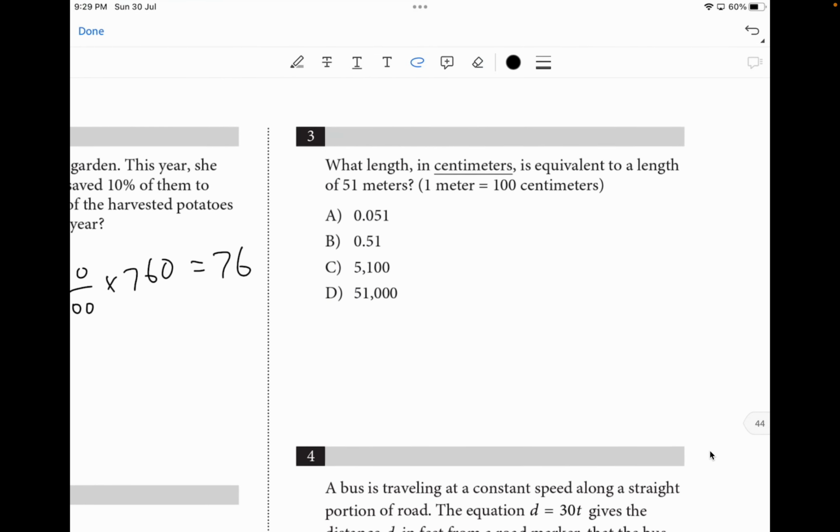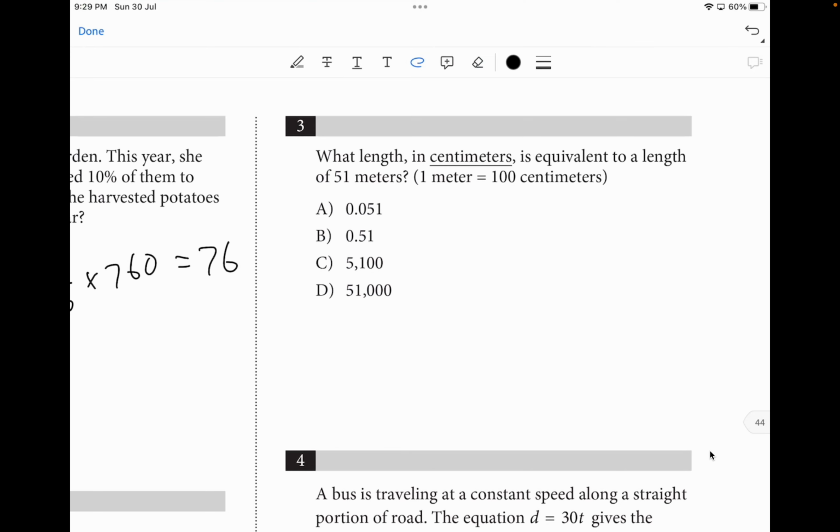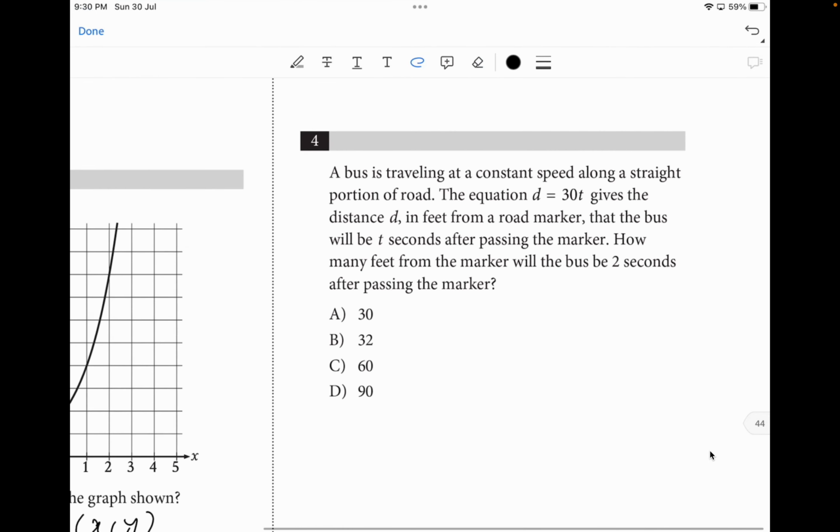Question number 3, what length in centimeters is equivalent to a length of 51 meters? So 51 meters, all we have to do is just multiply it by 100. So 51 times 100 should give you, in terms of centimeters, 5,100 cm. Your answer is just going to be option C for question number 3. Okay, straightforward.